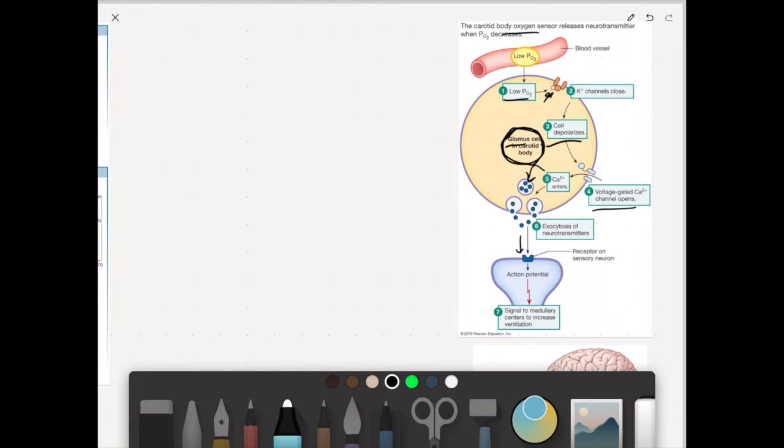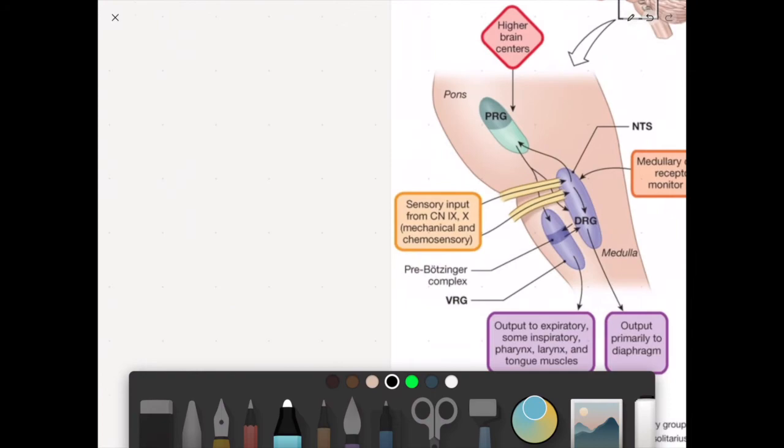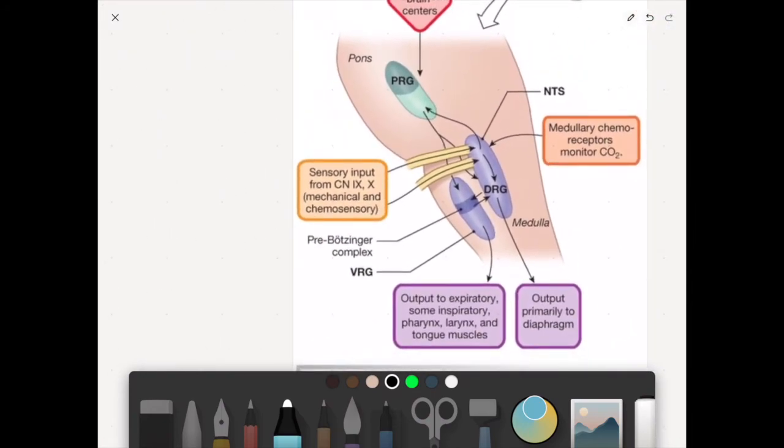Those bind to an afferent neuron. The afferent neuron sends signals to the medulla, where you have two primary groups, the dorsal respiratory group and the ventral respiratory group. The ventral respiratory group comprises the pre-Bötzinger complex, but you can just remember the dorsal respiratory group and the ventral respiratory group.